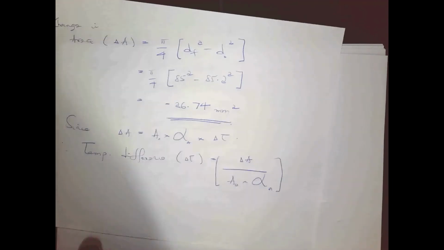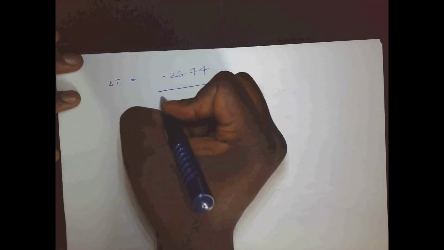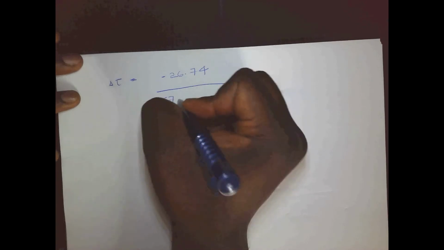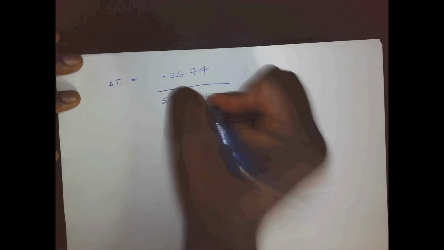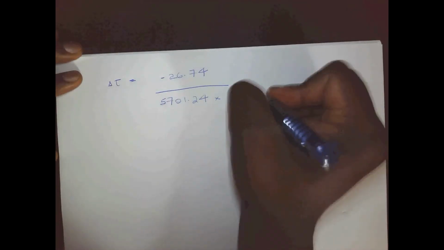Right? I tend to do this so that at least we've got a basis to verify or validate our final result. So let's do the new computation. So delta T is equal to the change in area, so that was minus 26.74. Okay, so let's not forget that's what we calculated previously. All divided by the original area, so that is 5701.24 times the area coefficient of expansion, which is approximately 24 times 10 to the power minus 6.